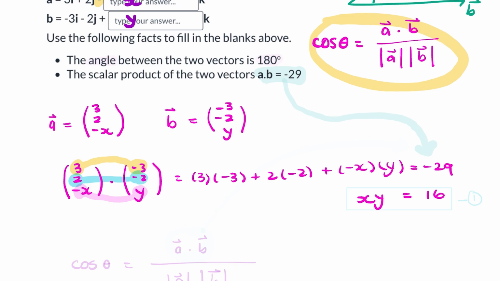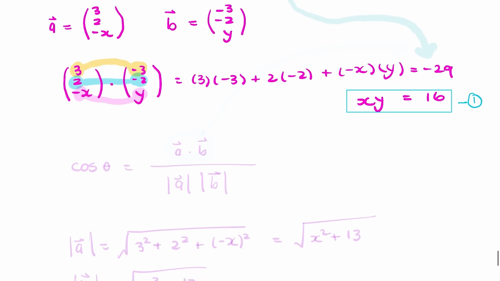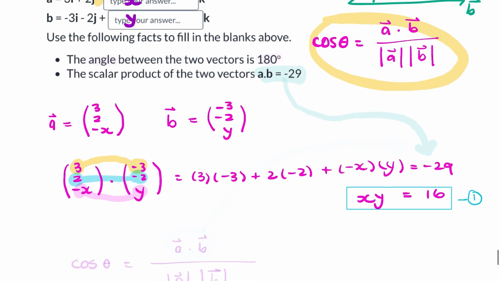So we can't solve that, but it's useful to know that the product of x and y is 16. So we can save that as an equation that we will return to later on. So that's equation 1. Let's use the second piece of information given in the question, which is that the angle is 180.